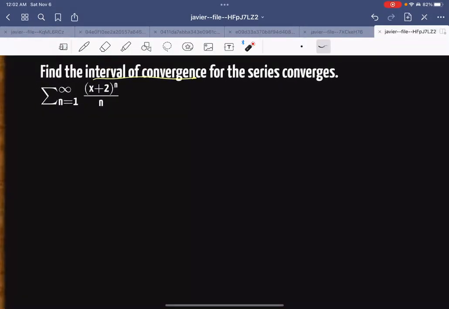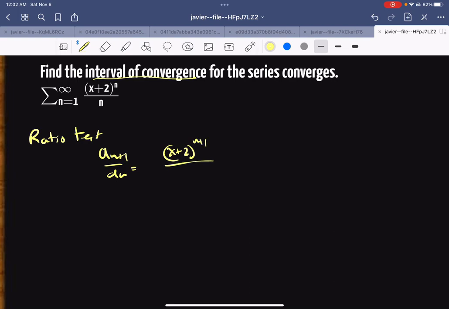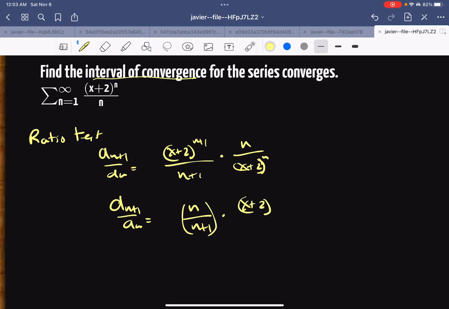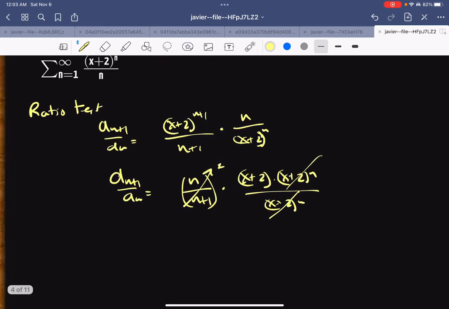Okay, let's try this one. This one I'm going to try by the ratio test just for fun. Ratio test. So I want a n plus 1 all over a n. So this will be x plus 2 to the n plus 1 all over n plus 1 times n all over x plus 2 to the n. Then we'll clean it up a little bit. A n plus 1 all over a n becomes n over n plus 1 times x plus 2 times x plus 2 to the n all over x plus 2 to the n. This part cancels. This part goes to 1. And so when we take the limit on both sides, clearly as n goes towards infinity, the limit of the n plus 1 term divided over the n term is equal to just x plus 2.